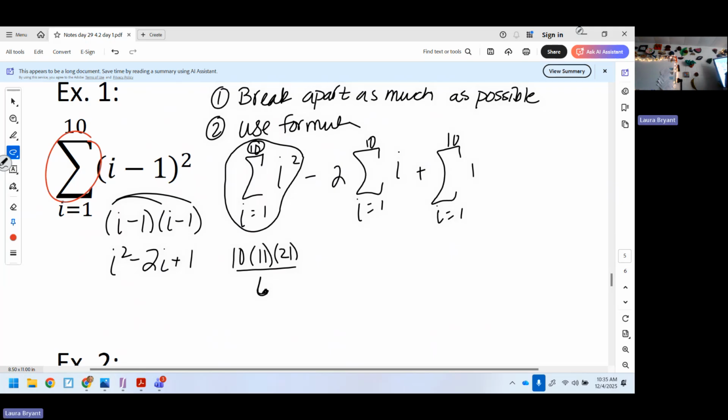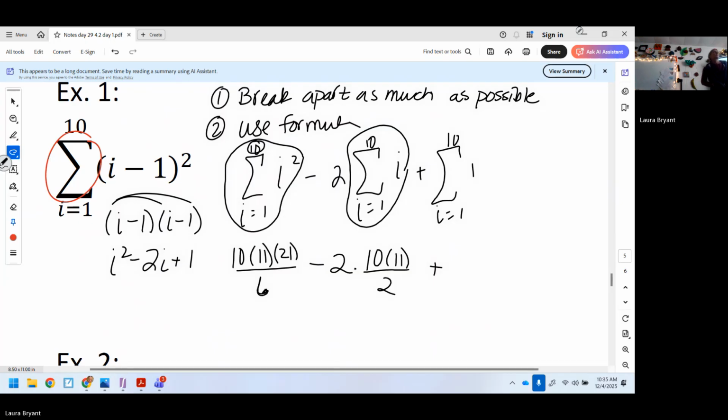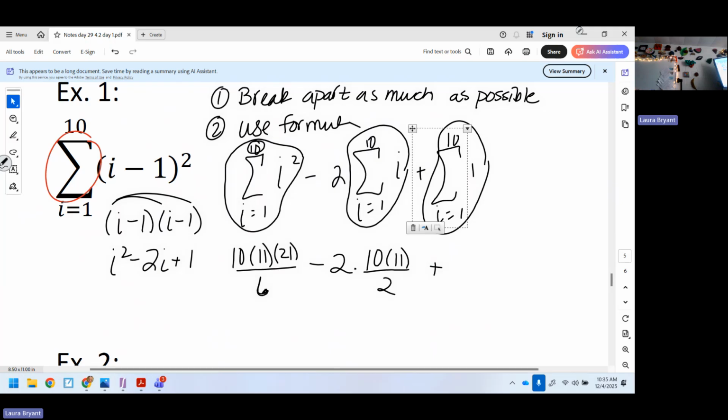Then I'm going to do minus, I'm going to carry down the 2, and I'm going to use the I formula. That's on your other page. I is one of them that you had to memorize. It's n times n plus 1 over 2. That's going to be 10 times 11 over 2. And then this last one is a constant. This is the very first one we talked about. That goes to Cn, constant times n. So I just do that number times 10. So this is going to be 10.